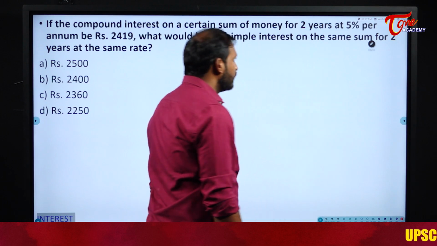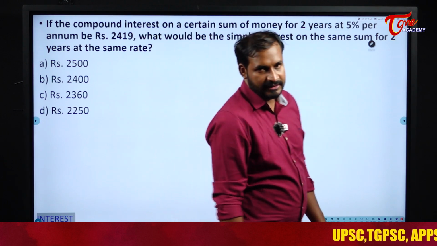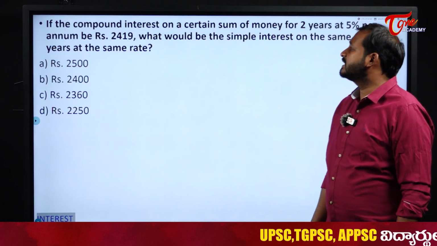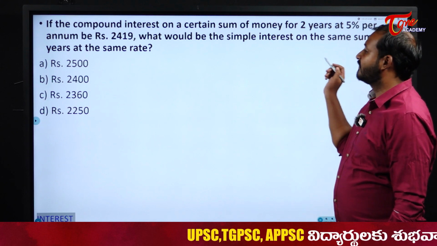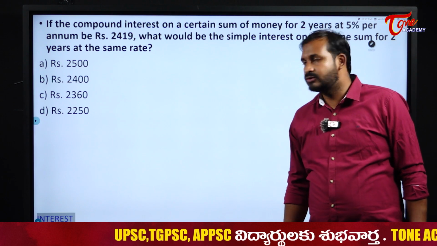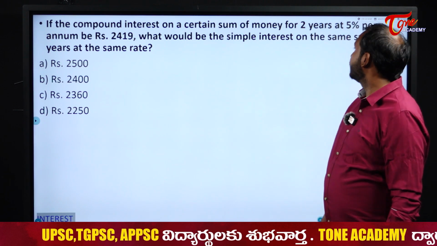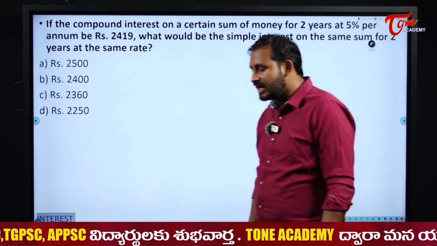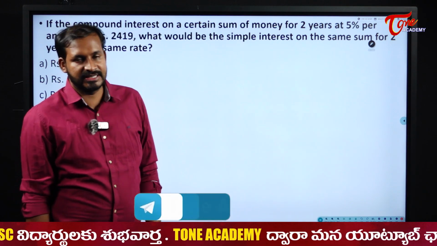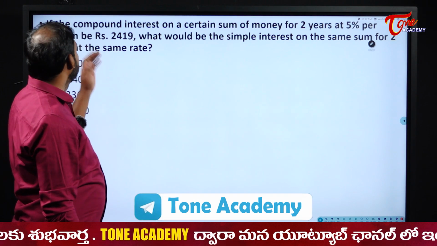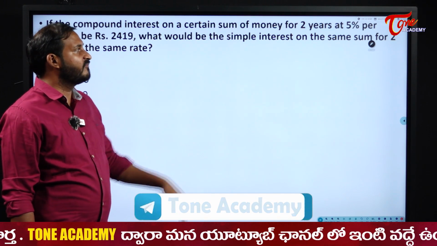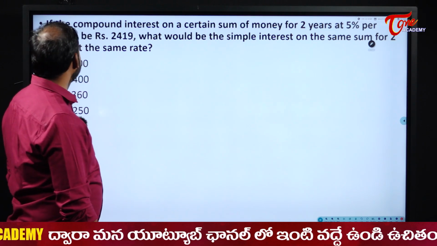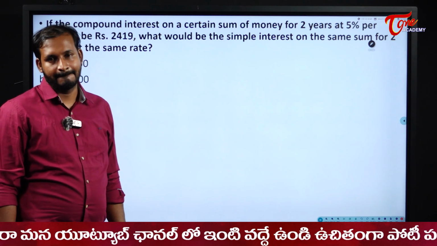Now, we will start solving the problems, students. Now, see here. If the compound interest on a certain sum of money for 2 years at 5% per annum be rupees 2419, what would be the simple interest on the same sum for 2 years at the same rate? For the same rate. Now, see here, they are asking us, if the compound interest on a certain sum of money for 2 years at 5% per annum be 2419.